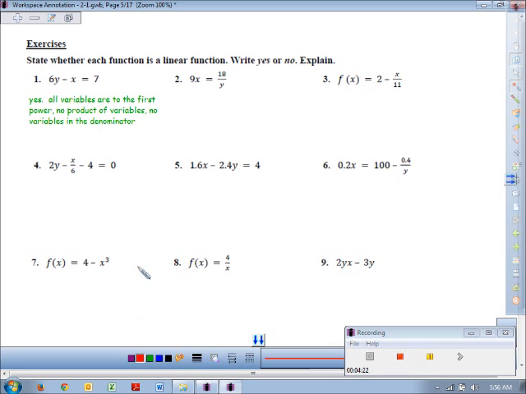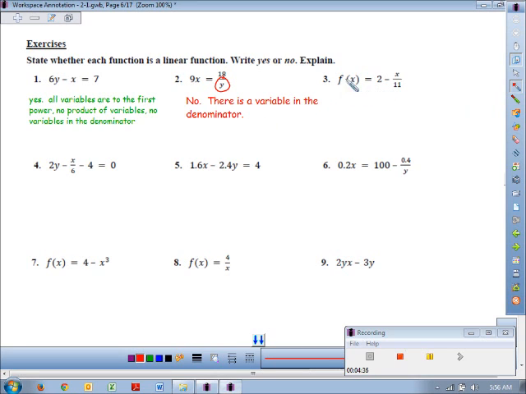Number two, is this a linear function? Well, all variables are to the first power. There's no product of variables, but boom, we've got a variable in the denominator. So we're going to circle the problem, and then we'll say our reason was no, there is a variable in the denominator. That's the reason why this is no good. Okay?